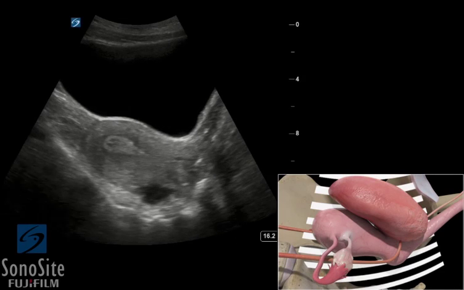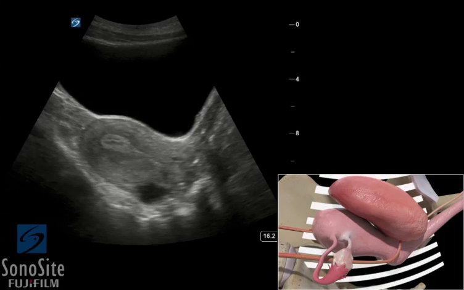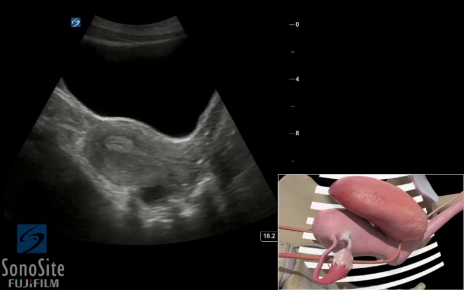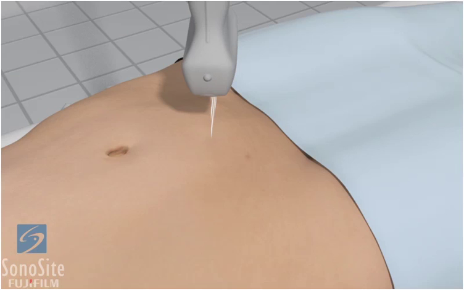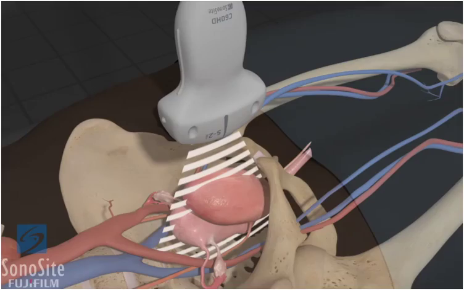A curved or phased array transducer with an obstetric exam type is used to perform a transabdominal examination to evaluate an ectopic pregnancy. It is helpful for the patients to have a full bladder to complete this examination. The transducer is placed in a longitudinal orientation in the midline at the level of the symphysis pubis. The orientation marker is directed toward the patient's head.